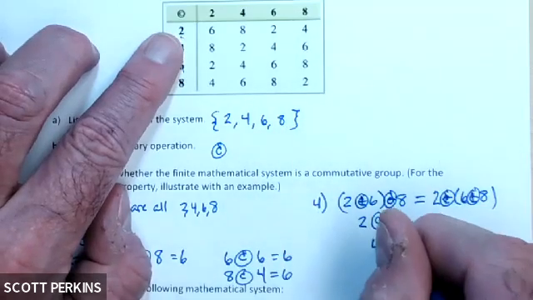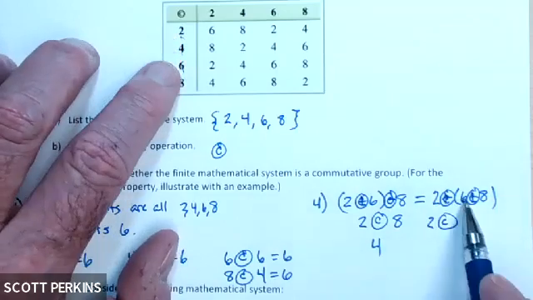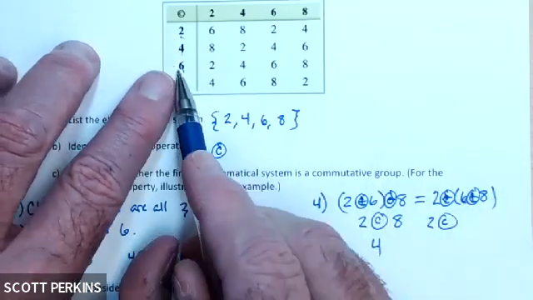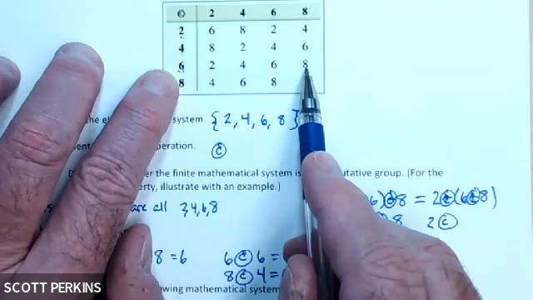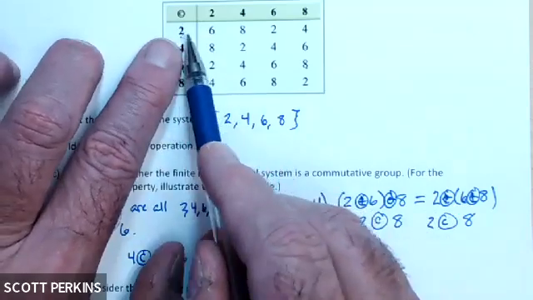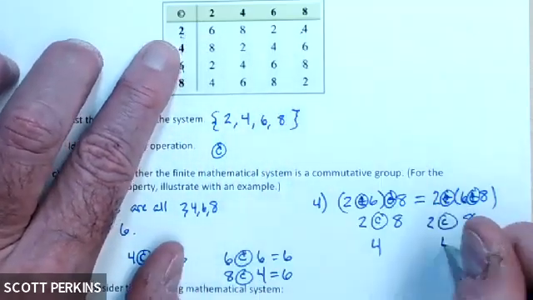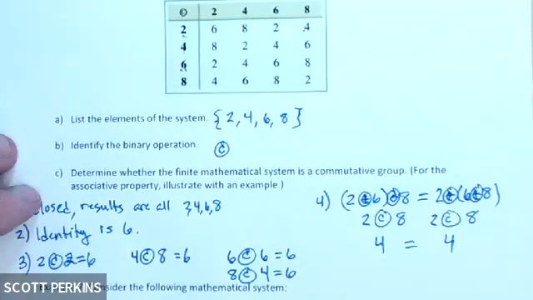So now 2 combined with 8, I'm in the 2 row over to the 8 column, and that is going to be 4. On the other side, I start with the parentheses. So 6 combined with 8, I'm in the 6 row, I go over to the 8 column, so 6 combined with 8 gives me 8. And then 2 combined with 8 gives me 4. And notice the associative property seems to hold because we've got the same thing both ways.